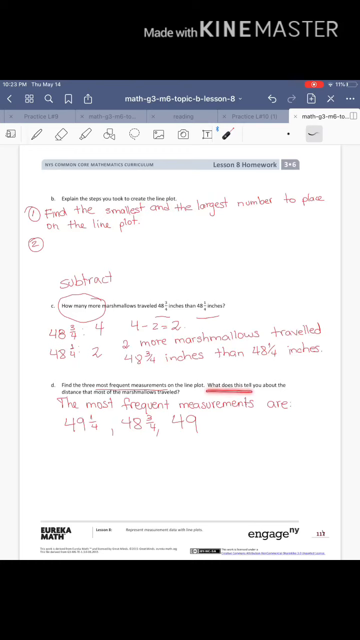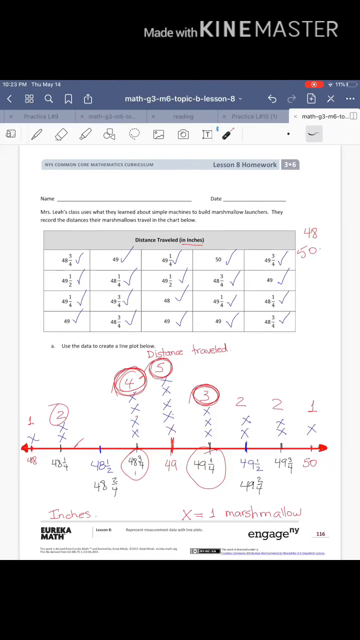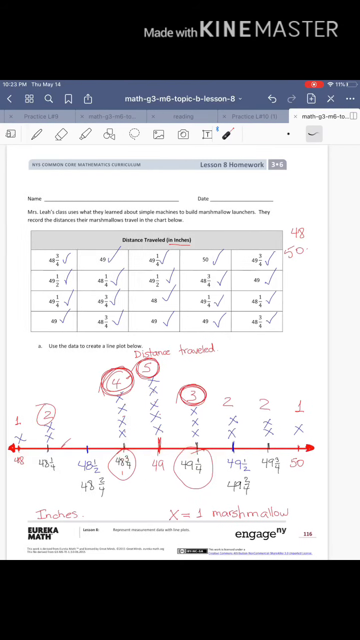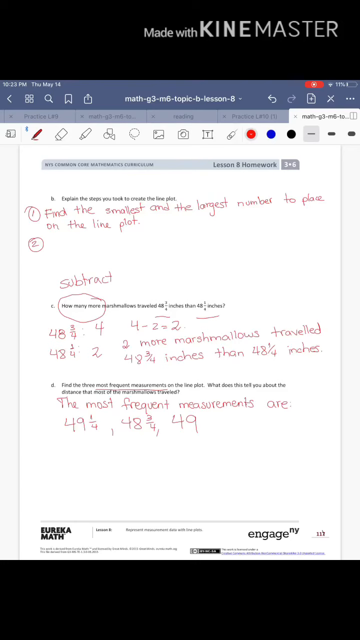And the last part, it says, what does this tell you about the distance that most of the marshmallows travel? Let me see. What I see is that my marshmallows travel all the way from 48 and 3/4 to 49 1/4. Most of my marshmallows travel that distance, so that's what I'm going to answer.